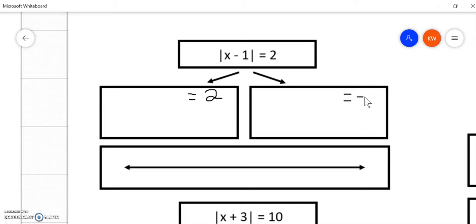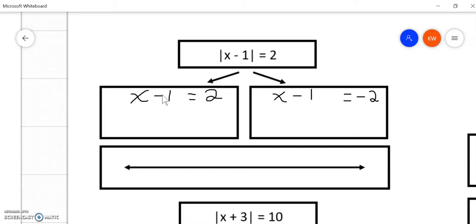The other one's going to be set up to the negative solution that we have here, which is -2. And these two things, 2 and -2, are both equal to what is inside of our bracket, so x minus 1. Now, both of these are pretty simple. This is just a one-step equation. So now we have operations that we need to go through and do. We need to go through and get x by itself.